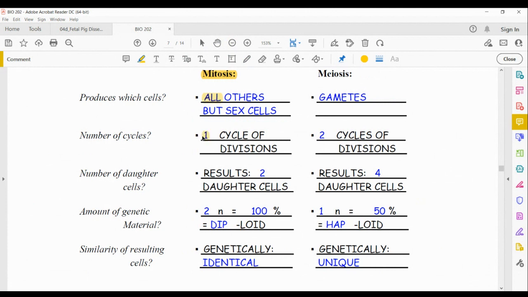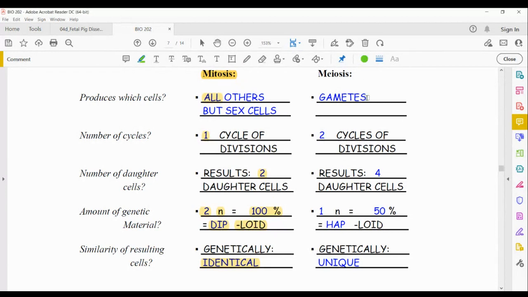We're going to go through one cell cycle of divisions, and as a result we're going to be left with two daughter cells. Well, that means that each of those daughter cells contains 100% of the genetic material. We can sometimes see that being abbreviated as 2N, or being referred to as containing a diploid quantity of the genetic material. And all of these cells, the original parent cell and the resulting daughter cells, are going to be identical copies of each other. So that was the process that we saw most commonly happening.